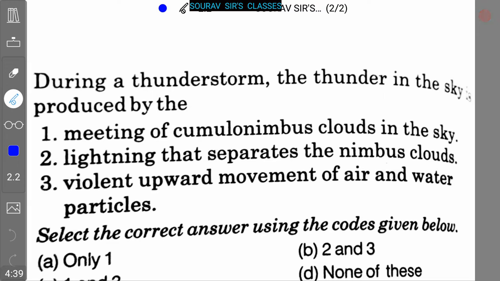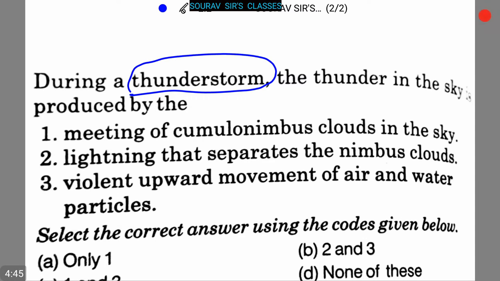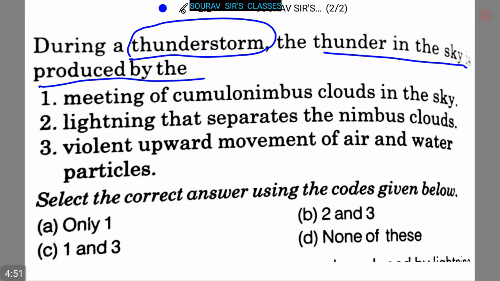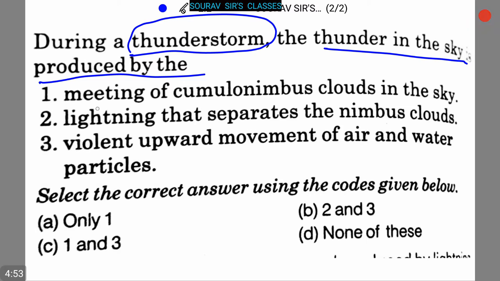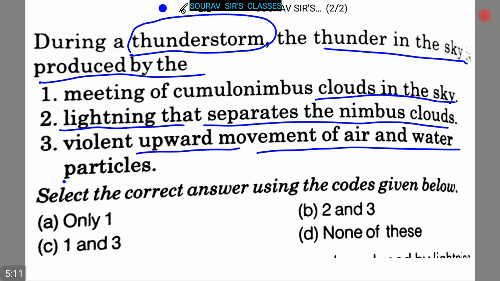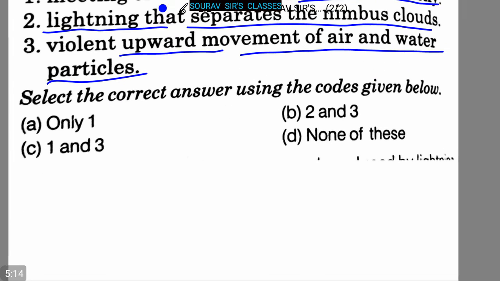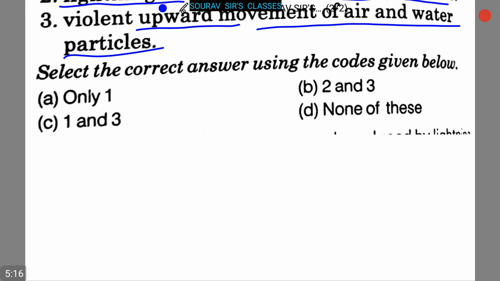Again, our next question is a very, very interesting question. The question is, during a thunderstorm, the thunder in the sky is produced by the, and here options are given. Statement 1, meeting of cumulonimbus clouds in the sky, lightning that separates the nimbus clouds, and violent upward movement of air and water particles. We have to choose any one of those four options. So let's proceed to the answer.